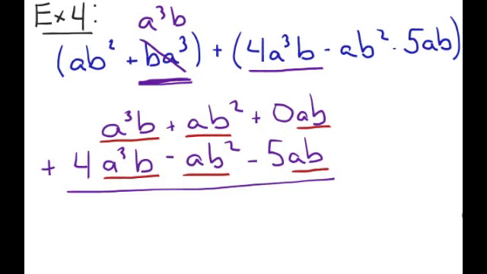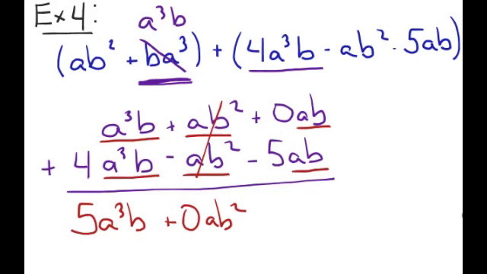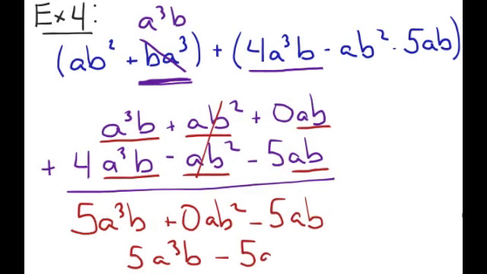So now we add them together. We have 1a cubed times b plus 4a cubed times b gives us 5a cubed times b. And then we've got a positive ab squared and a negative ab squared, which basically cancels each other out. So you could put plus 0 ab squared if you wanted. And then we've got 0ab minus 5ab. So that's just a minus 5ab. And if we want to write it in a better way, it would just be 5a cubed times b minus 5ab.